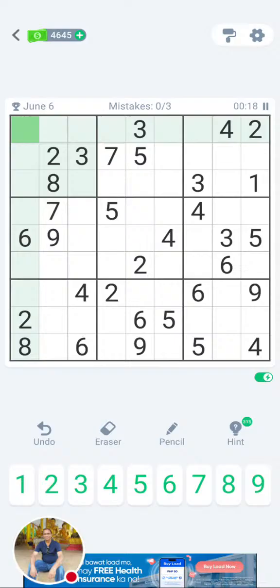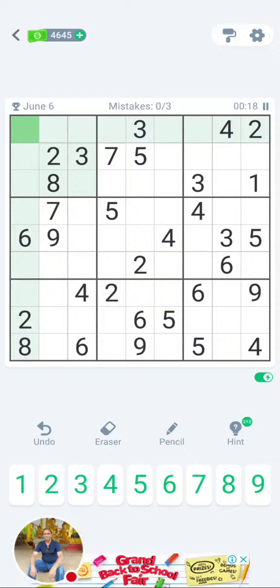It has 8, 6, 9, 5, 4. That means the missing numbers are 1, 2, 3, and 7. Got it? The numbers missing are 1, 2, 3, and 7. Now let me see. Supposing between the 4 and the 5, I want to put any of those numbers. 1, 2, 3. I cannot put 3 because if you look vertically up, there is already a 3.